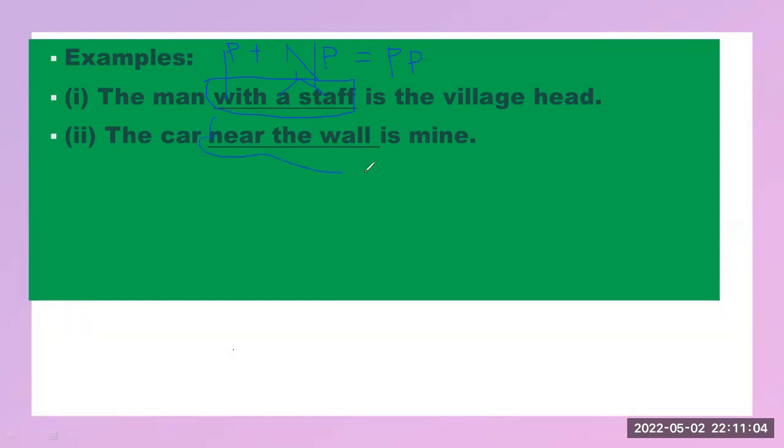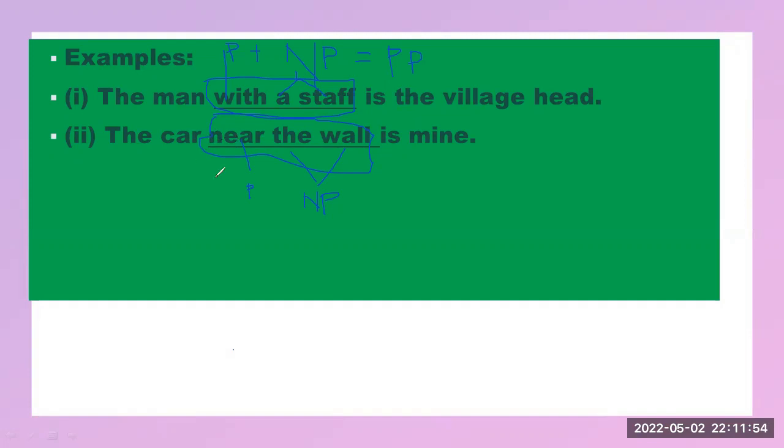Now look at the words near the wall. The car near the wall. So near the wall, okay? Now structurally again, it is a prepositional phrase. Near is a preposition. And then we have the wall constituting a noun phrase. All right? And as we earlier stated, where you have a preposition and a noun phrase together, they form a prepositional phrase. And that's what we have here, near the wall. This is the structure. But then what is the function of this grammatical structure in this sentence? This is where we now identify it as an adjective phrase.